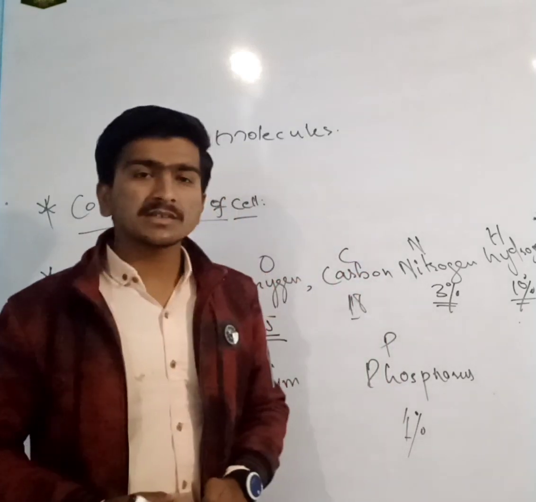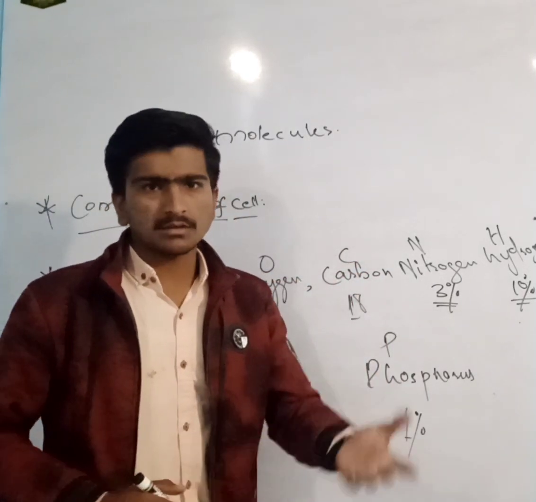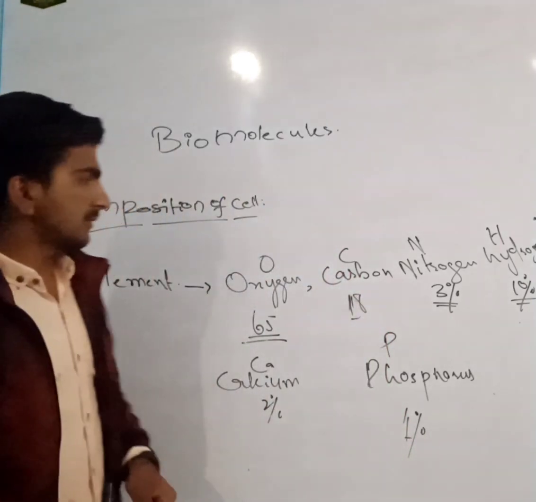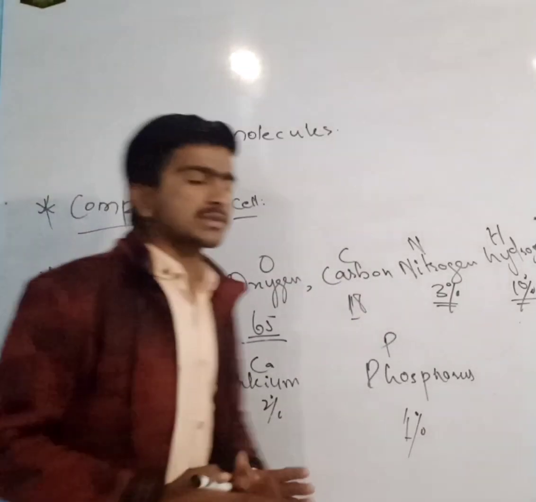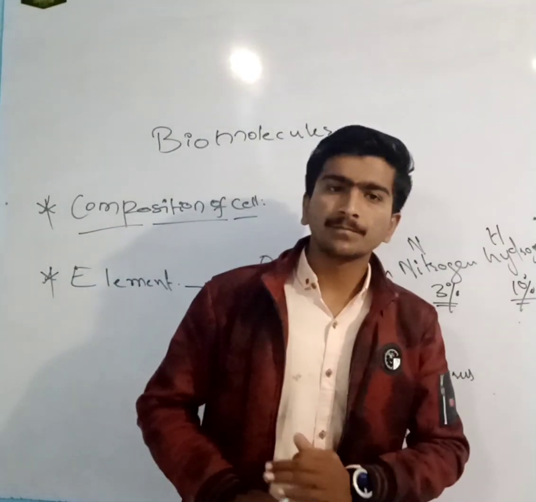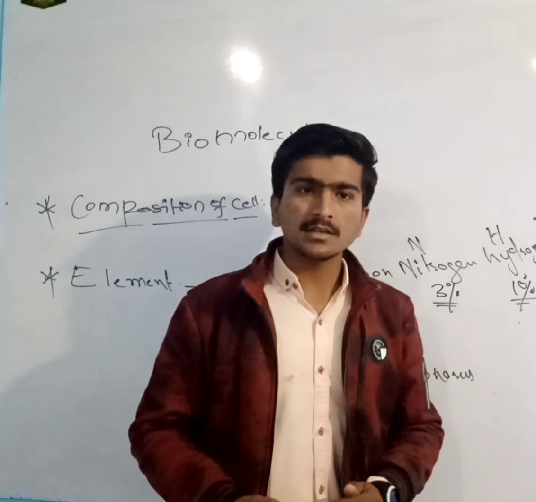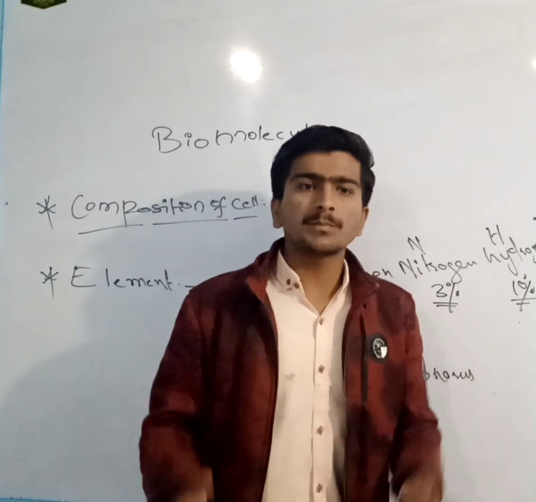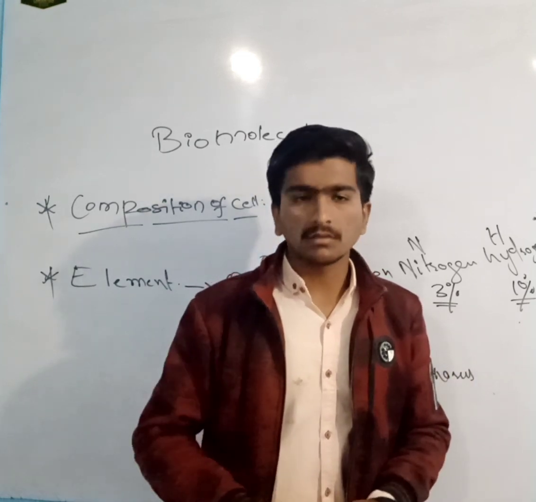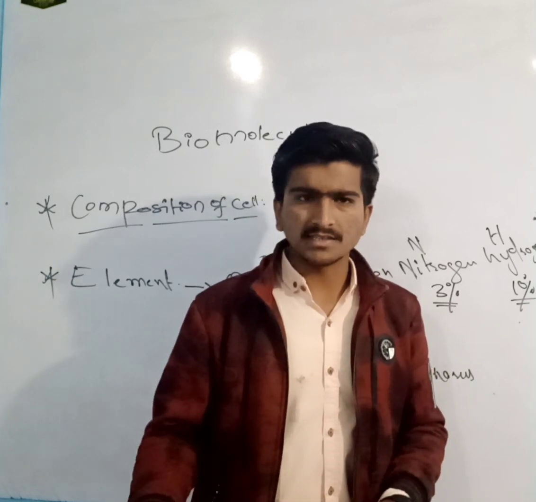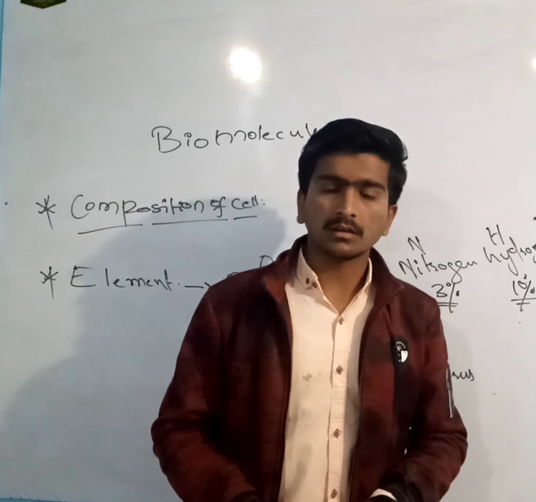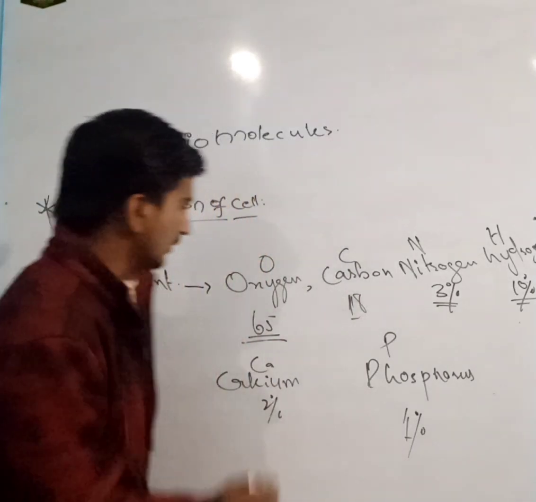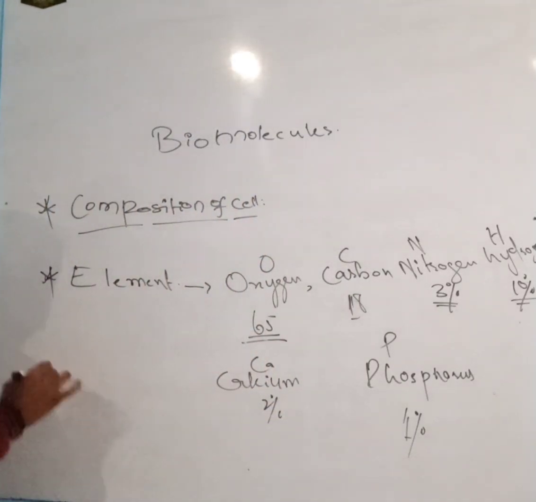These percentages may differ elsewhere; I'm just making you understand that 99% of our body is made up of these 6 elements, and the other 1% is made up of other elements like magnesium, etc. These are the elements that make up that 1%. So these are the elements. Now let's see the types.